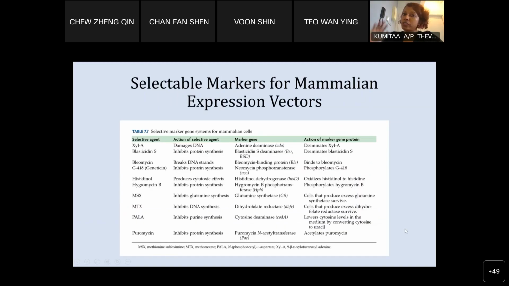So we've talked a lot about different selectable markers for mammalian expression systems and all different expression systems. In this case, you do see some that are quite similar with yeast, for example, like G418, but you also have things like bleomycin or blasticidin or puromycin. So if you're trying to compare this to what you've learned in bacterial systems, it's quite similar to the function of, say, kanamycin or ampicillin.